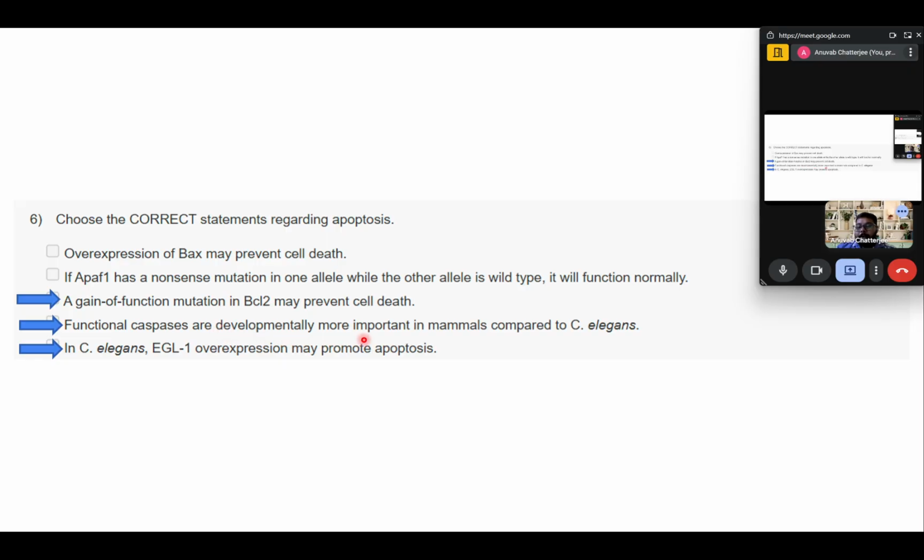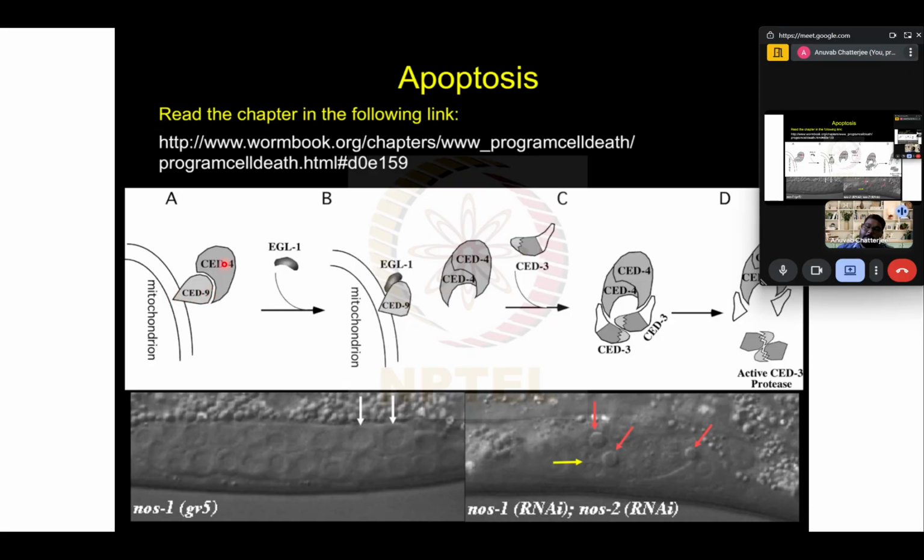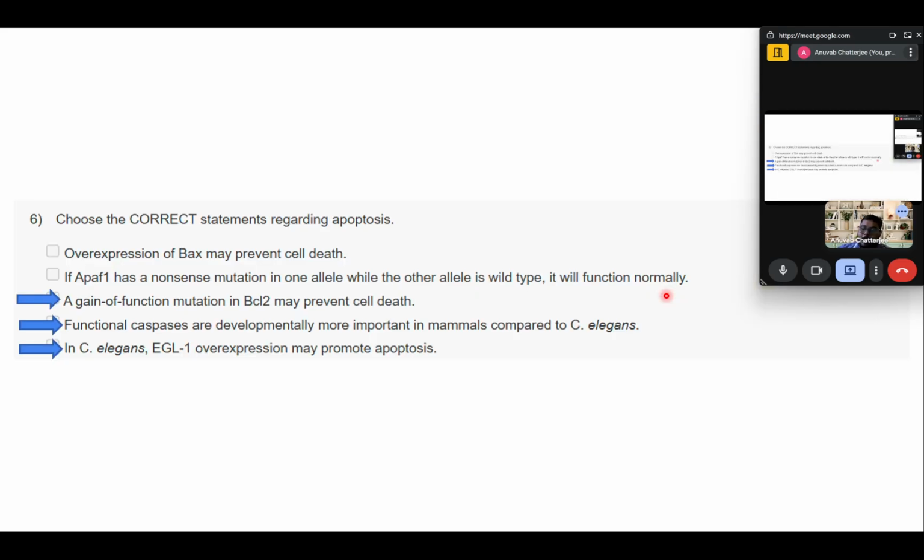Functional caspases are developmentally more important in mammals compared to C. elegans. As we saw, C. elegans doesn't care if apoptosis does not occur. It can go around its way very well, but in case of mammals, it is especially important because the embryo will just not be viable. And in C. elegans, EGL-1 overexpression may promote apoptosis. So we know in C. elegans, if there is a lot of EGL-1, it will displace CED-4 from CED-9 and cause apoptosis. So EGL-1 is pro-apoptotic, and overexpression will indeed promote apoptosis. So these are the correct options.